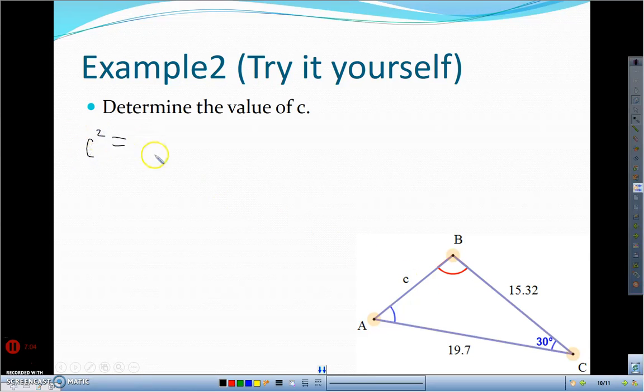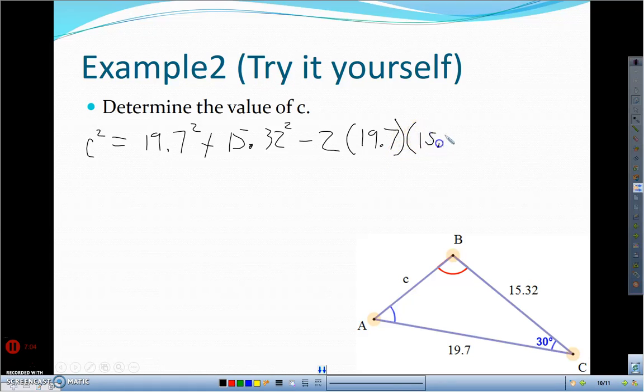C squared is equal to the other side that I have, 19.7 squared plus 15.32 squared minus 2 times those numbers repeated, 19.7 times 15.32 times cosine, called cosine law for a reason, of the side across from this angle that we want to find, cosine 30 degrees. Make sure that looks like a 15. It's harder to write with this than you think.